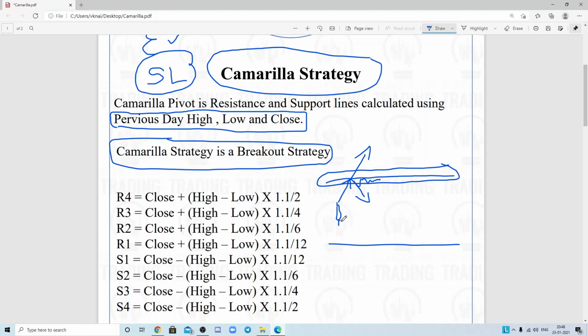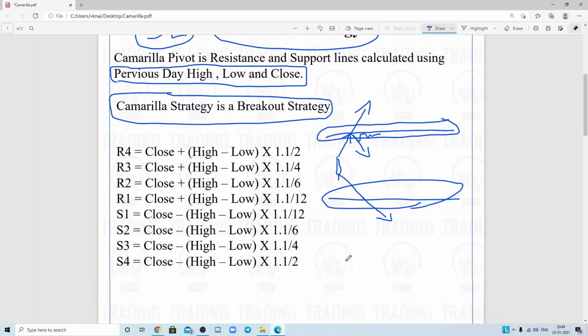Similarly, if the price is moving down, there will be a breakout on the downside, which is called a breakdown. So this breakdown strategy is also a Camarilla strategy. So basically Camarilla is a breakout and breakdown strategy.